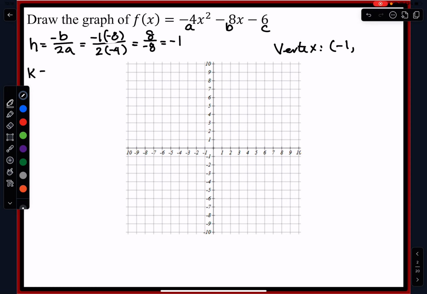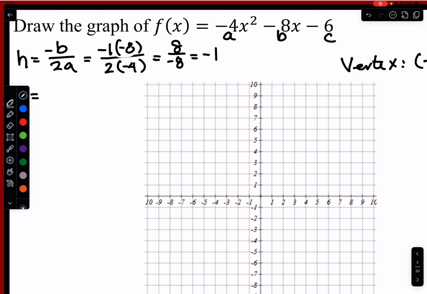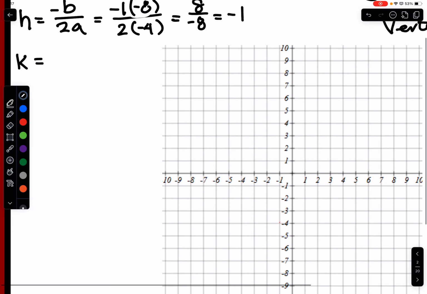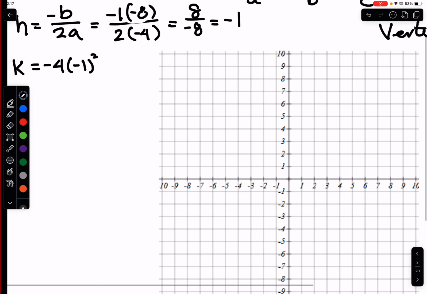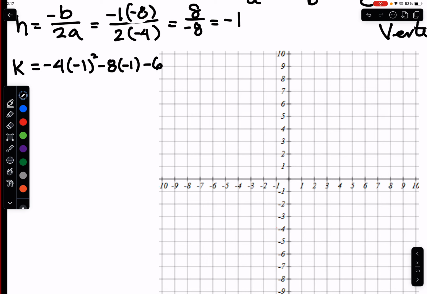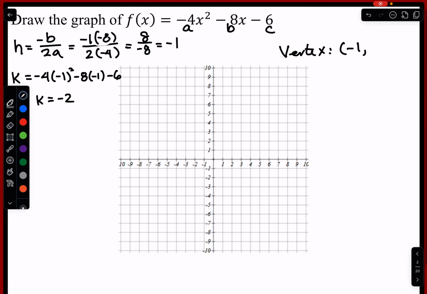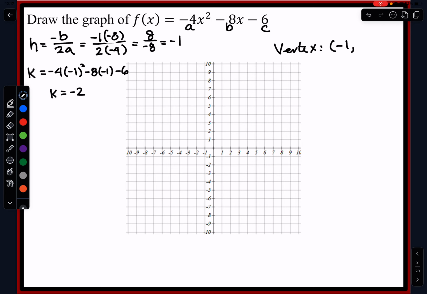Now to identify what the vertical shift of the vertex is, we're just going to simply substitute that number into our function. So let me zoom in here so I've got some space to write. We're going to write negative 4, replace the x with negative 1, minus 8 times that x value again, negative 1, and then minus 6. This equals a total of negative 2, and I just simply plugged it into my calculator to evaluate that a lot quicker. And now I know what the y-coordinate of the vertex is.